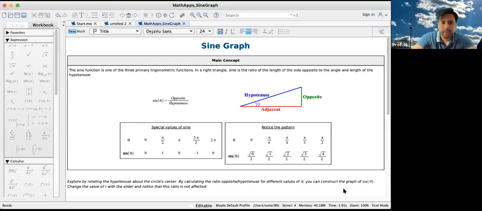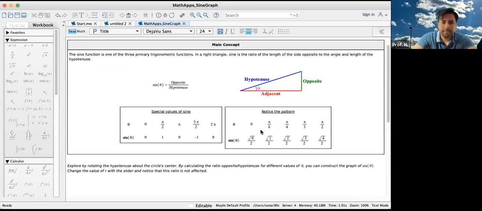Okay. So this is the sine curve. You see that? And like we've talked about, sine theta is opposite over hypotenuse, right? We have a right triangle, and we know the special values of sine when theta is 0, pi over 2, right? We literally just wrote this out on the table.